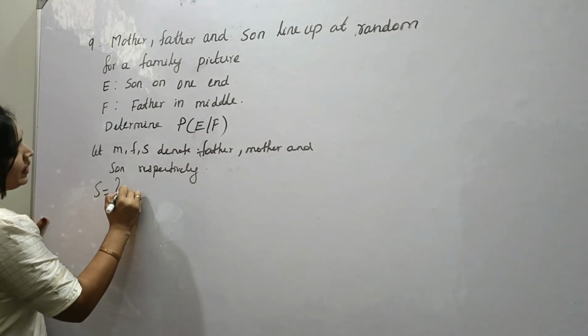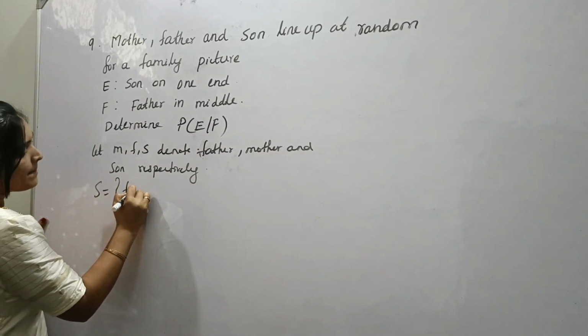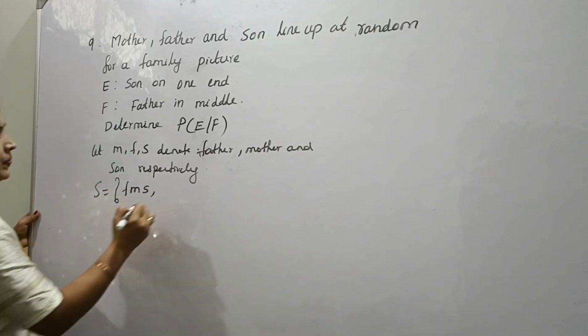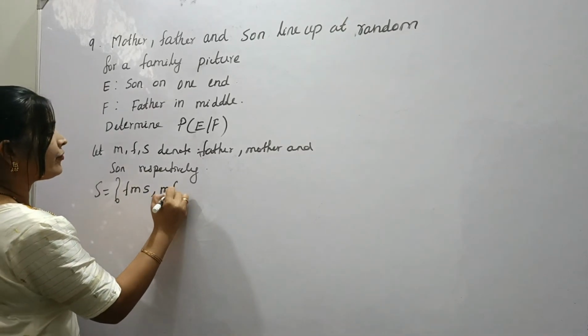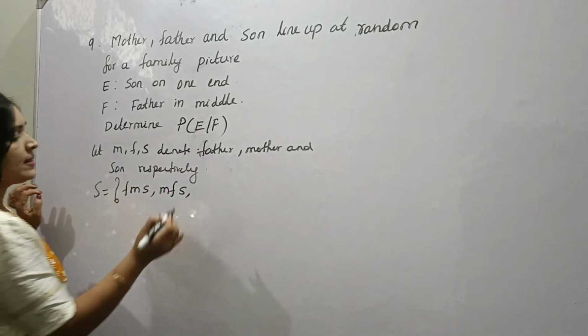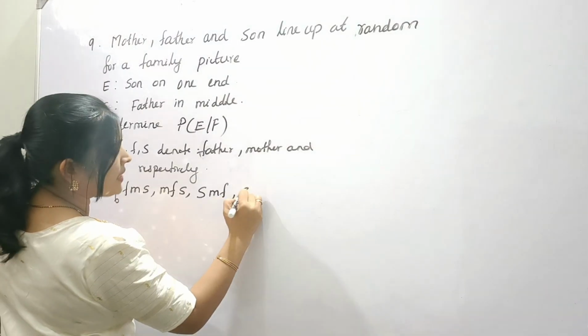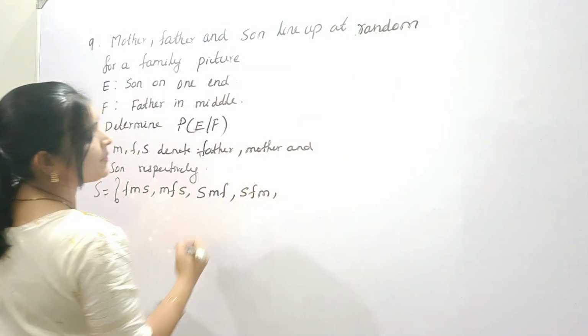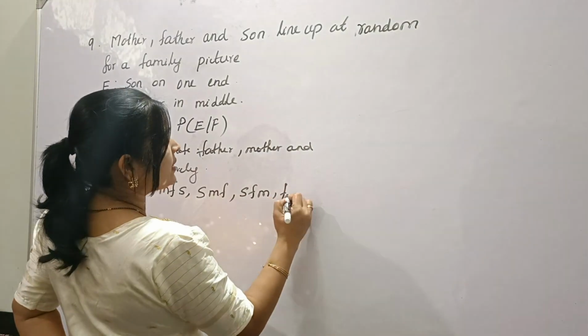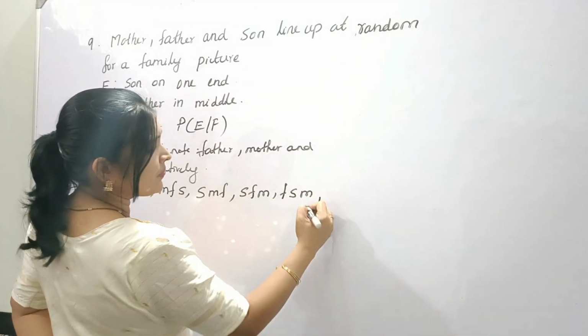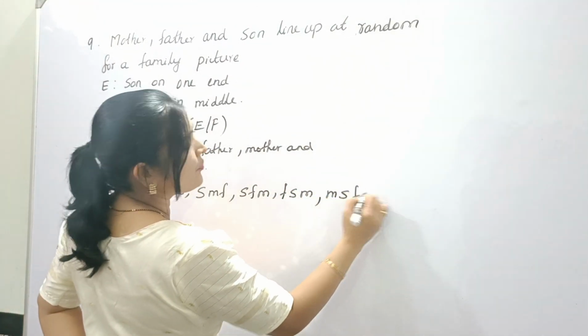See here, father, mother, son. Okay. Then mother, father, son. Right. Son, mother, father. Son, father, mother. Then father, son, mother. Mother, son, father.